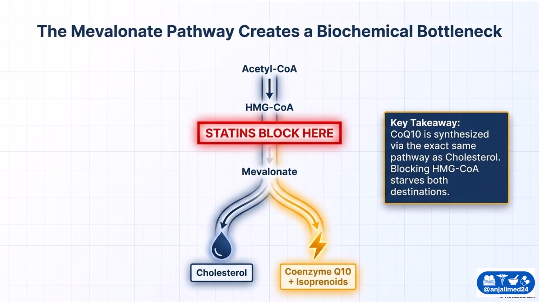But here's the catch. The same pathway also produces coenzyme Q10 and other isoprenoids, molecules that are absolutely critical for cellular energy. So, when you block HMG-CoA, you are not just reducing the cholesterol, you are also starving cells of coenzyme Q10. And that's the key connection to what we see clinically, especially in the muscle tissue.